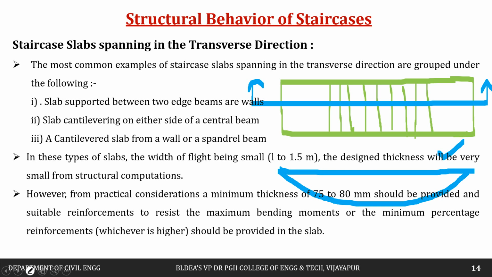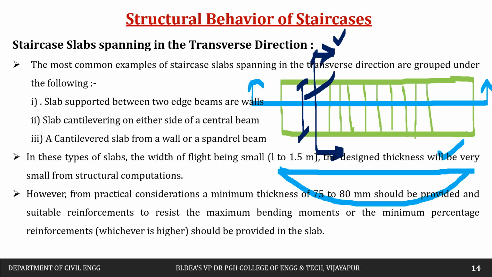In the next case, if you cut in this direction and the slab is spanning in the transverse direction, then, as always, this width might be hardly 1 meter or 1.2 meters, so the span will be very much lesser. Therefore, if the slab is spanning in the transverse direction, as the span is very less, the thickness required will be very much lesser.